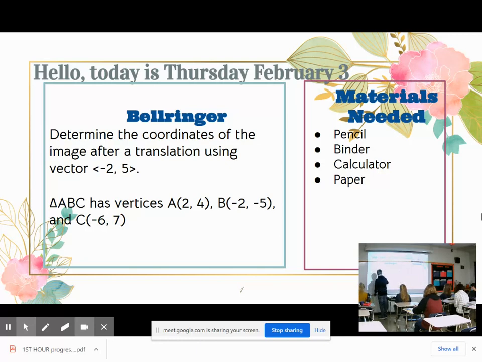All right. Now read your coordinates out loud. Okay, A prime is 0, 9. B prime is negative 4, 0. And C prime is negative 8, 12. Thank you. Brett, tell us, do you agree or disagree? I agree. Yeah, very good.